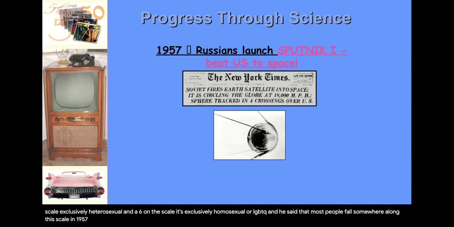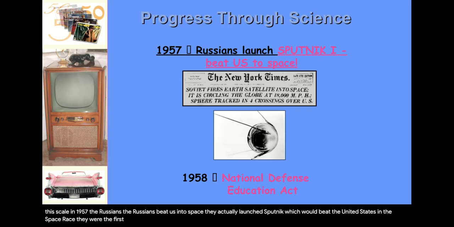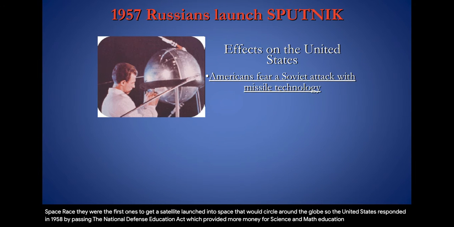In 1957, the Russians beat us to space. They actually launched Sputnik, which would beat the United States in the space race. They were the first ones to get a satellite launched into space that would circle around the globe. So the United States responded in 1958 by passing the National Defense Education Act, which provided more money for science and math education.